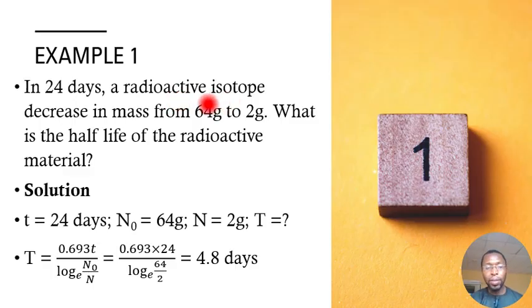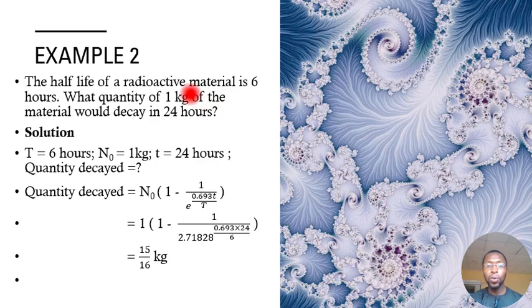Alright, let's take another example. You say the half-life of a radioactive material is 6 hours. What that means is that after 6 hours, half of this material will decay off or will disintegrate. So now the question is, what quantity of 1 kilogram of the material will decay in 24 hours? So we have to find the amount of quantity that will decay this time around and not the remaining material.